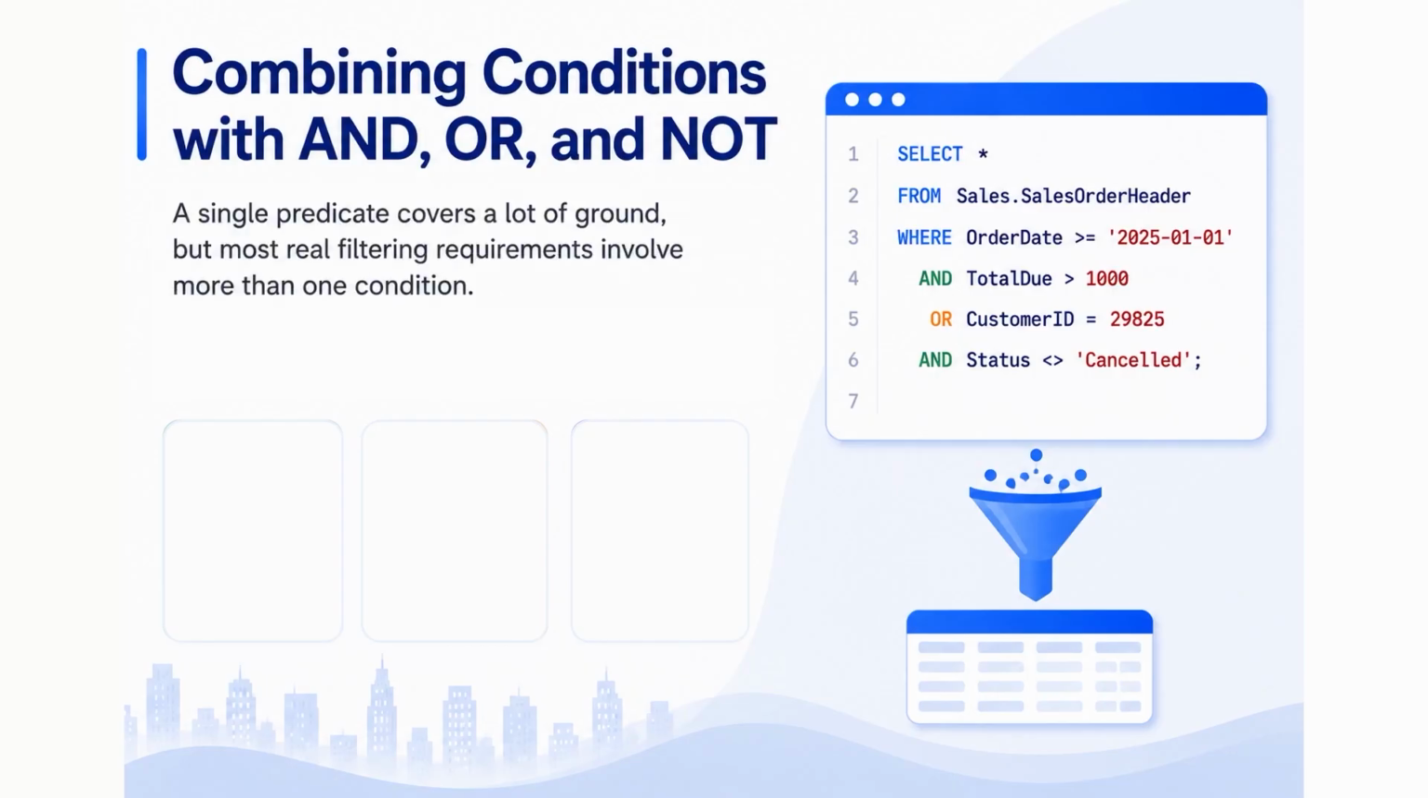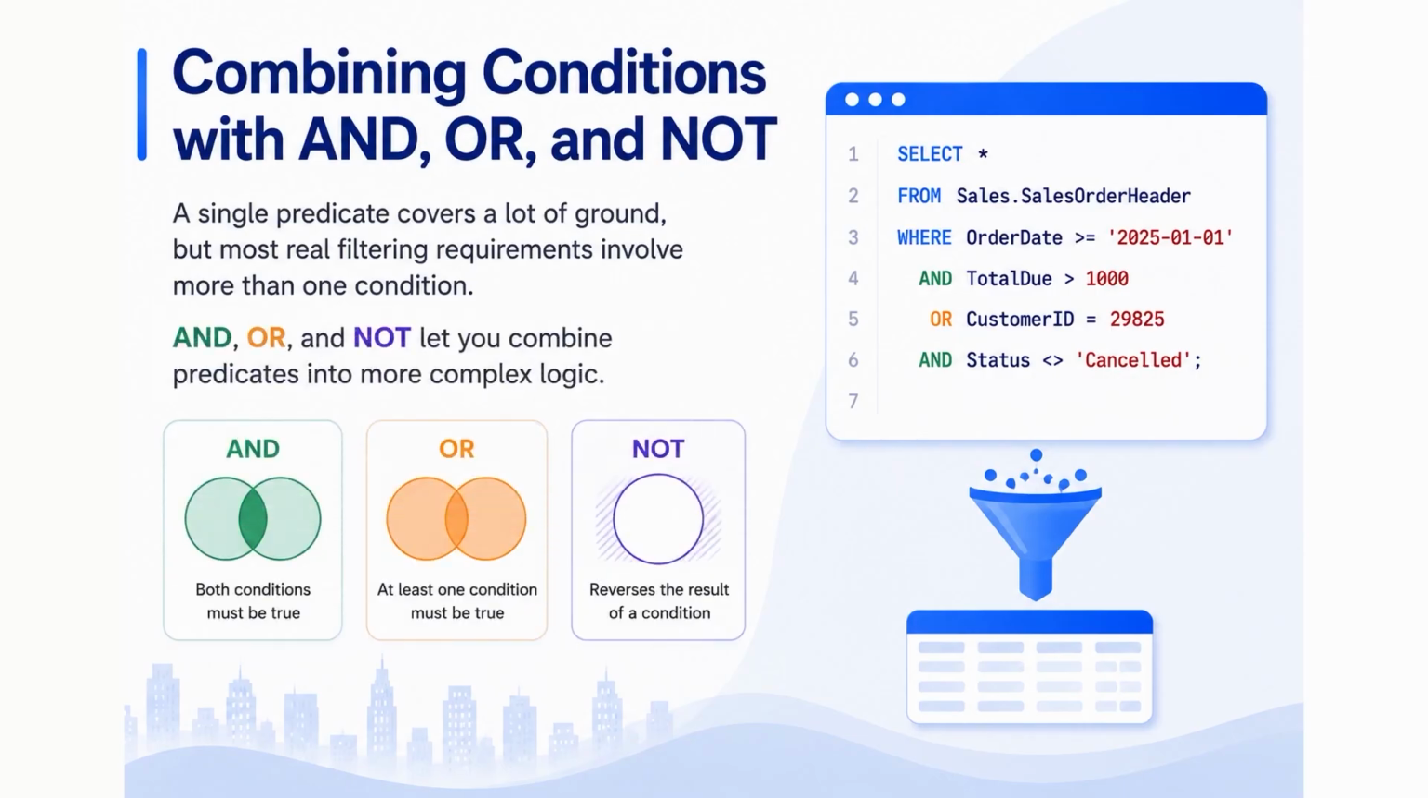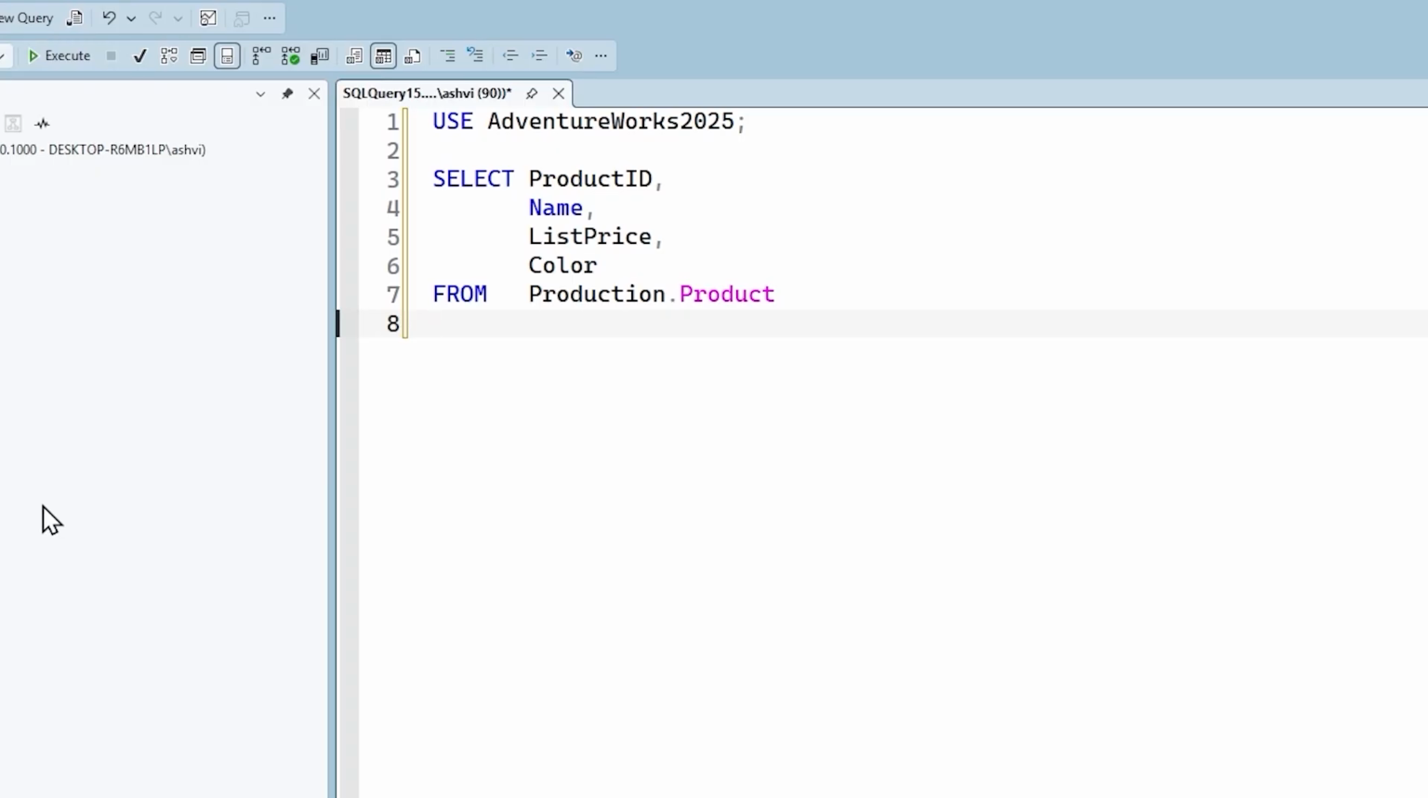A single predicate covers a lot of ground, but most real filtering requirements involve more than one condition. AND, OR, and NOT let you combine predicates into more complex logic, and AND requires both conditions to be true. Let's find black products with a list price above 500.